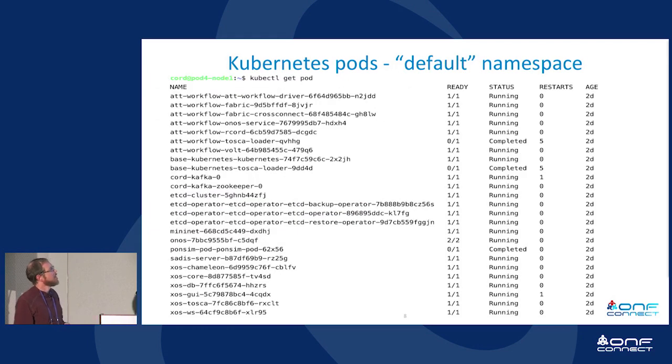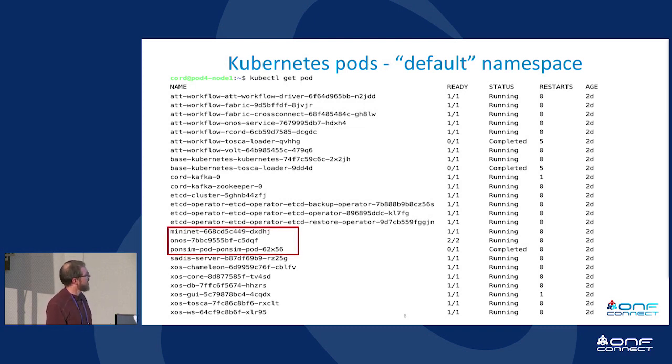And then in the default namespace, these containers are many of them set up by NEM, by XOS, and these ones here are the ones that correspond to things that I showed you on the data plane slide. So there's Mininet running there. There's the ONOS, where we're only running a single node ONOS cluster right now, so we don't have any high availability from ONOS right now.